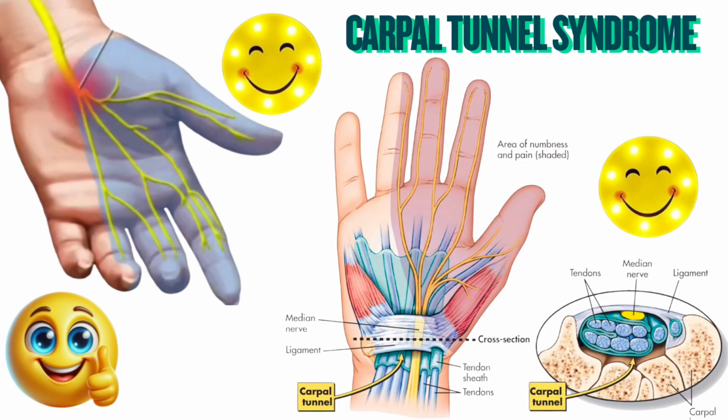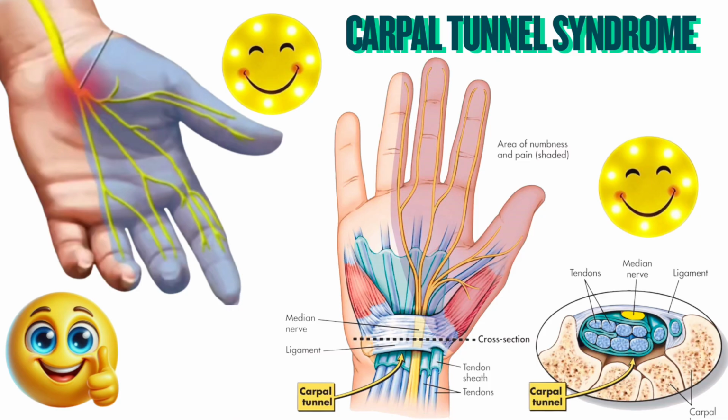Initially, the nerve fibers lose their insulation or myelin, producing intermittent symptoms. If compression continues, there is axonal damage, which may lead to permanent weakness. That's why early detection and treatment are vital. Let's move to clinical presentation.